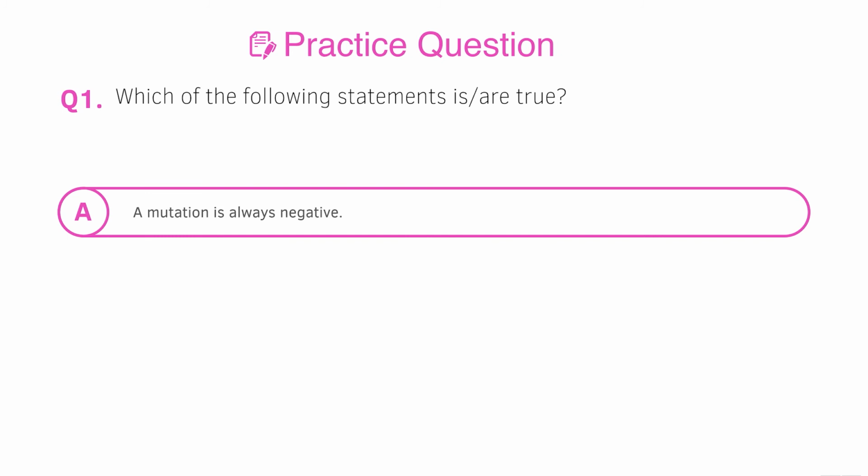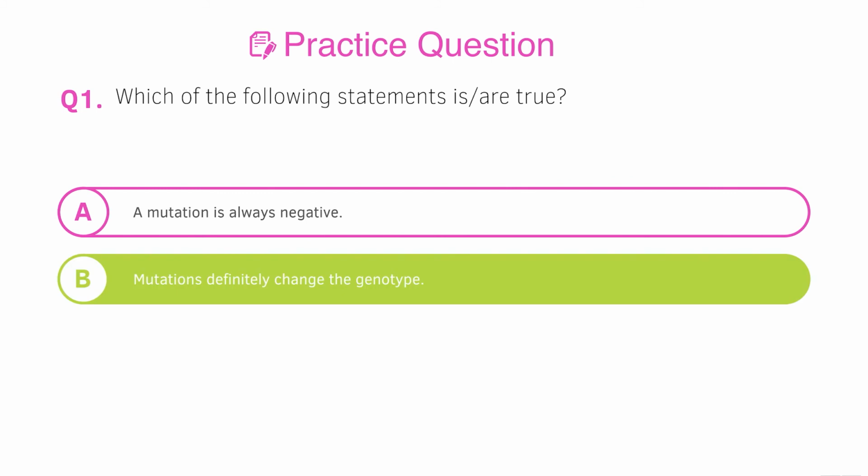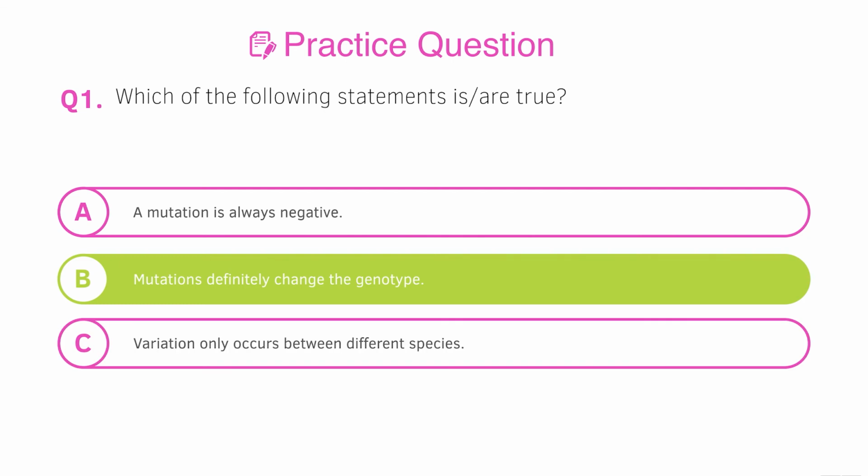Okie dokie. So, A, a mutation is always negative. We know that to be false because, as we've just said on the previous set of slides, a mutation can be negative, positive, or silent. B, mutations definitely change the genotype. This is true because we know the mutations are change in the genetic sequence, therefore that is the genotype. It's just whether or not this then goes on to influence the phenotype. That's where it doesn't always happen, but mutations always change the genotype, just not always the phenotype.